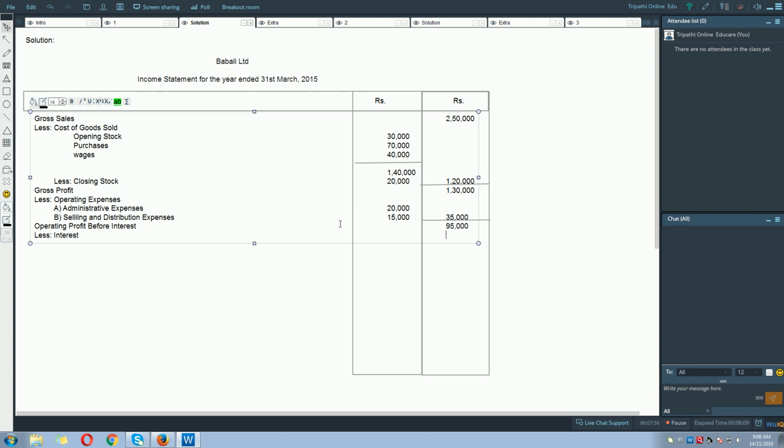From this you will have to subtract interest, which is 8,000. Then you will get net operating profit after interest, which will be 87,000.